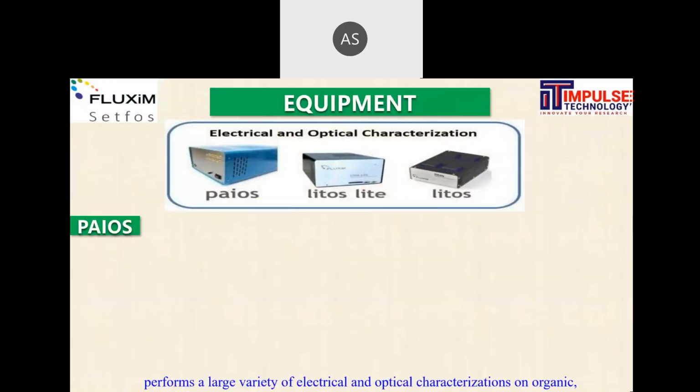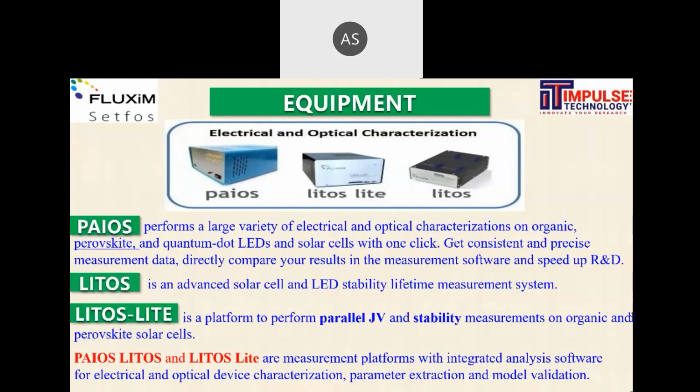Along with that, we have a wide variety of characterization equipment, so you can also get measured data and compare your experimental and simulated results. We have this characterization equipment, PAIOS and LITOS. These are different equipment for different characterizations of parameters.